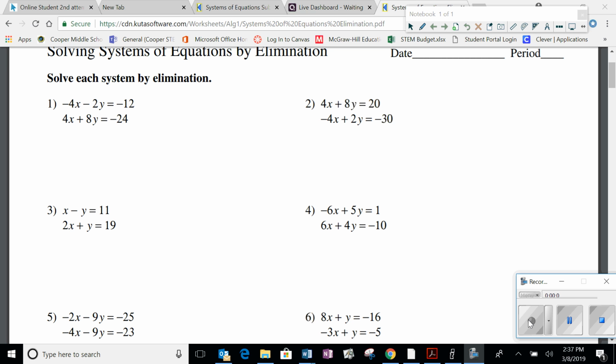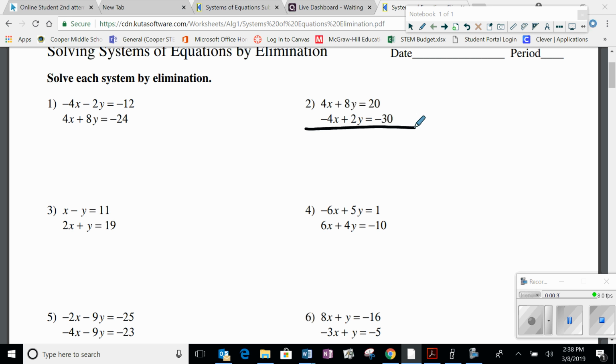To elimination. So we are trying to eliminate one of the variables when our system is in standard form. In order to use elimination, it has to be in standard form where the x terms are lined up plus or minus the y terms equals the constant. It has to be in that form to use elimination. Then we're going to look at our coefficients of our x values to see, can I cancel out those x values if I add them together?